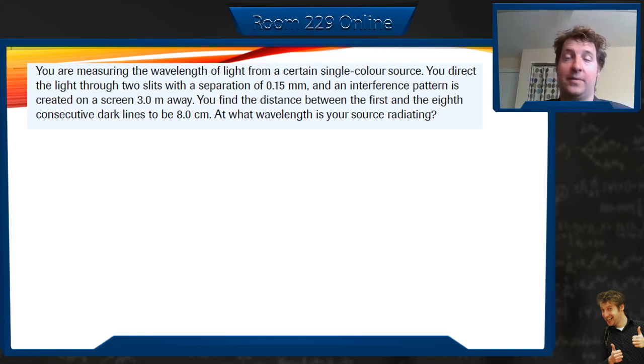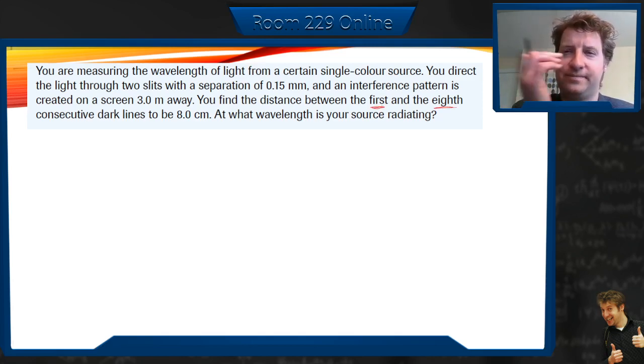Now we got to be careful here. Find the distance between the first and the 8th. So what's n in this case?